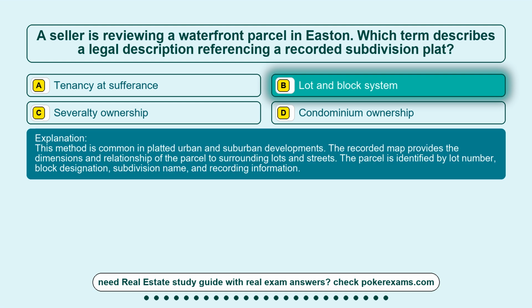This method is common in platted urban and suburban developments. The recorded map provides the dimensions and relationship of the parcel to surrounding lots and streets. The parcel is identified by lot number, block designation, subdivision name, and recording information.